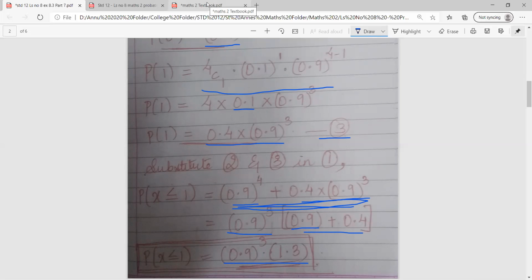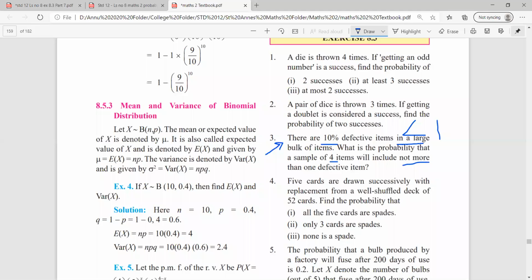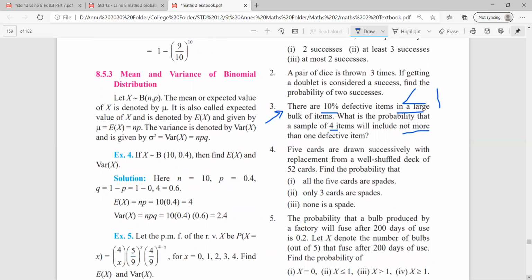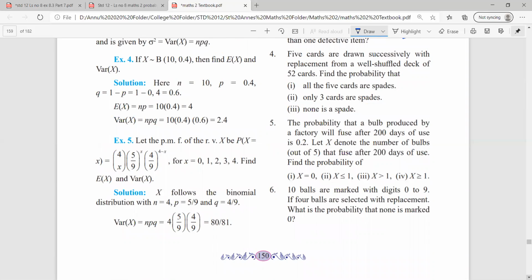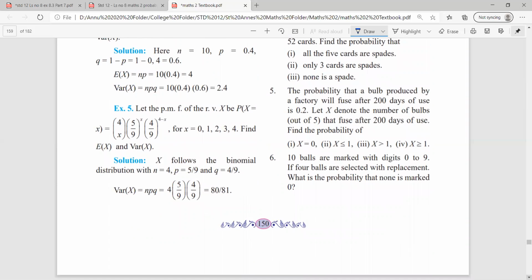I hope you all followed the sum. Until and unless you know the formula, you won't understand the sum. So please practice and learn the formulas, and don't learn them by heart, understand them. If you understand, then the sum becomes easy.